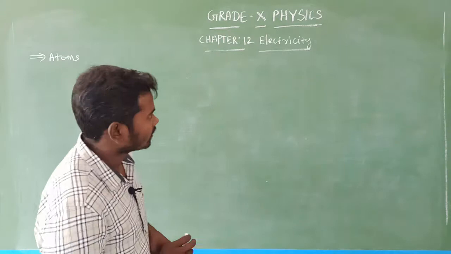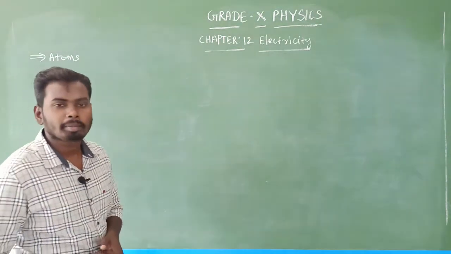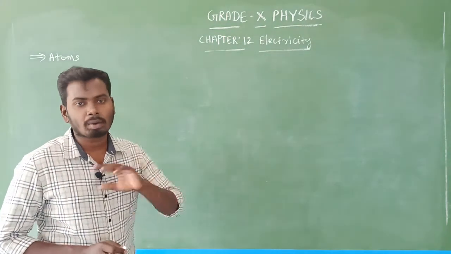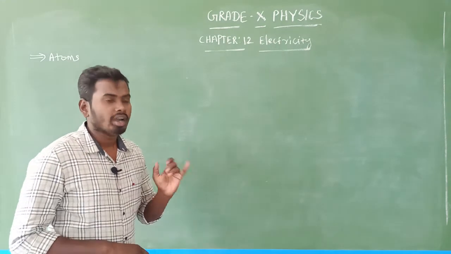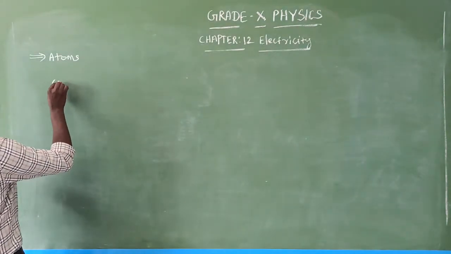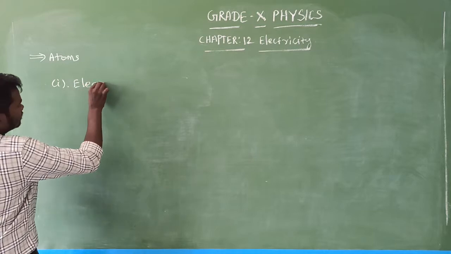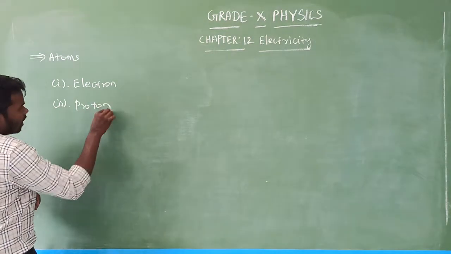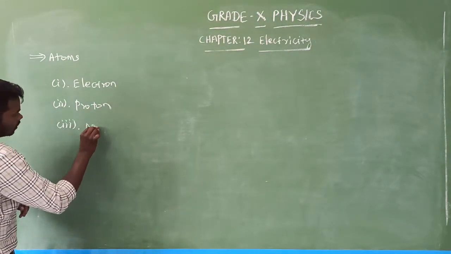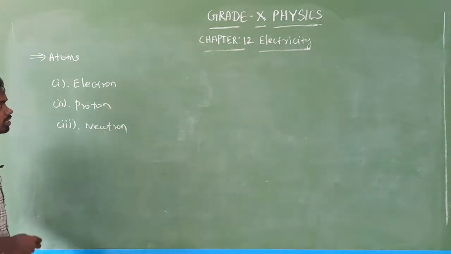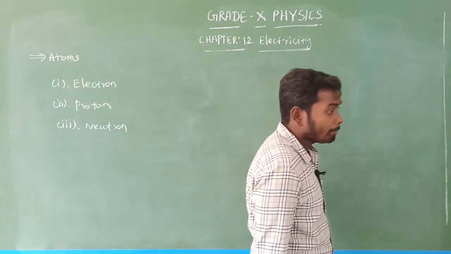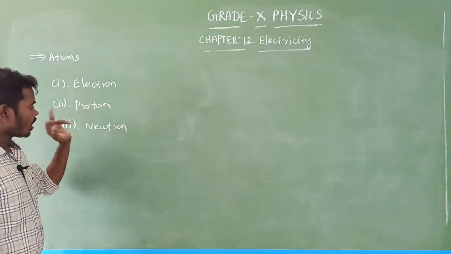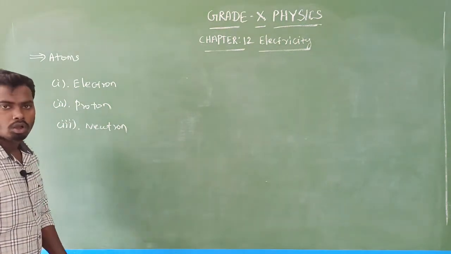Yes, very simple. Listen here. In this world everything is made up of atoms. An atom contains three important subatomic particles. First one, electron. Second one, proton, and third one, neutron. An atom contains three main important subatomic particles: electron, proton, and neutron.